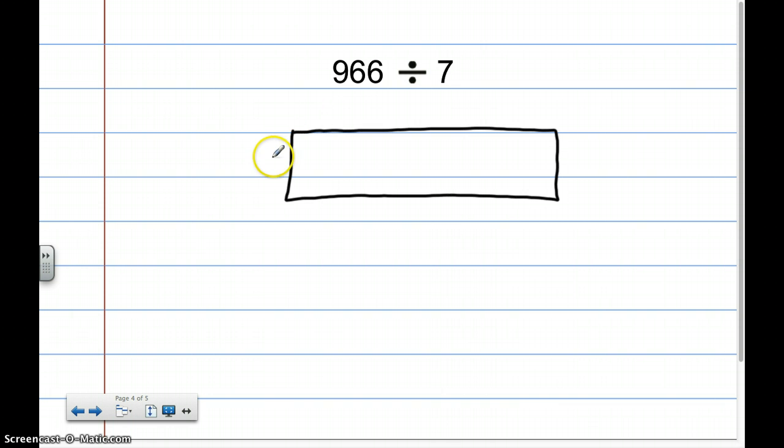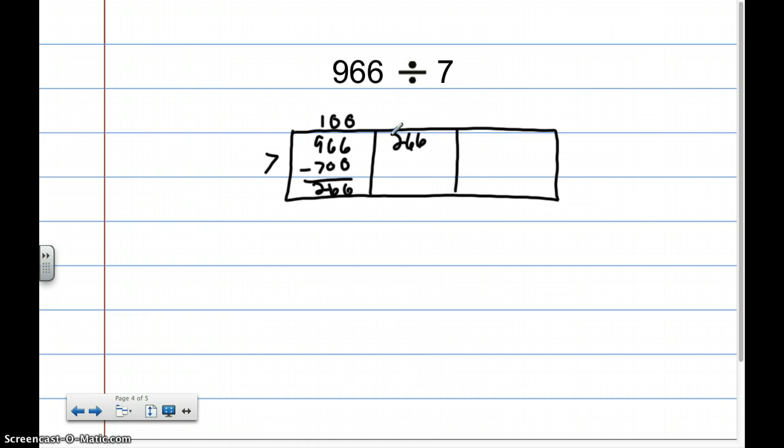So I'm going to do 966 divided by 7. I want to know how many hundreds, how many tens, and how many ones. So I'm going to put 966 right here, and I know that I need 100 hundreds. So 7 times 100 is going to be 700. Then I'm going to subtract. So now I have 266 that I need to put into this box.